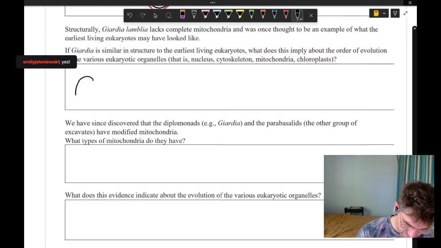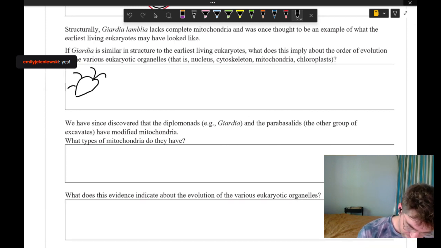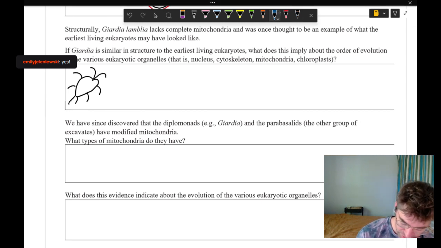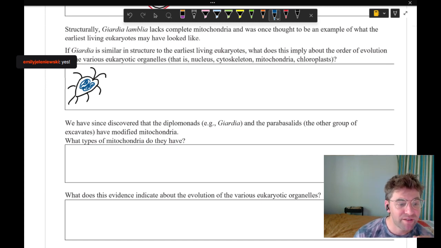So Giardia has several flagella for moving around and a double nucleus containing its genetic material, right? However, it contains no plastids and no functional mitochondria. Giardia's structure indicates that the double nucleus in eukaryotes evolved prior to the endosymbiosis of mitochondria or chloroplasts, if this is indeed the case.